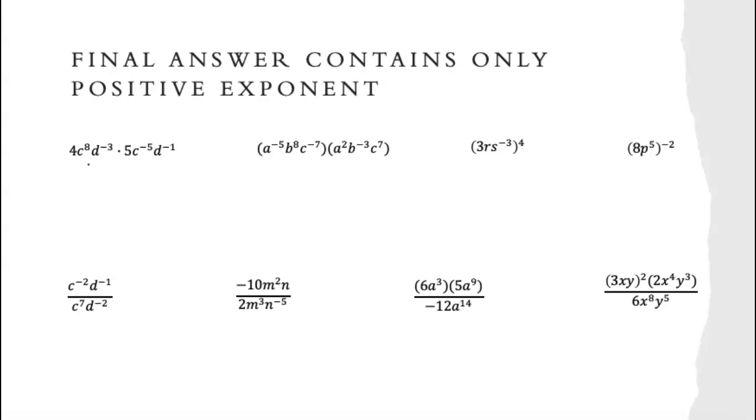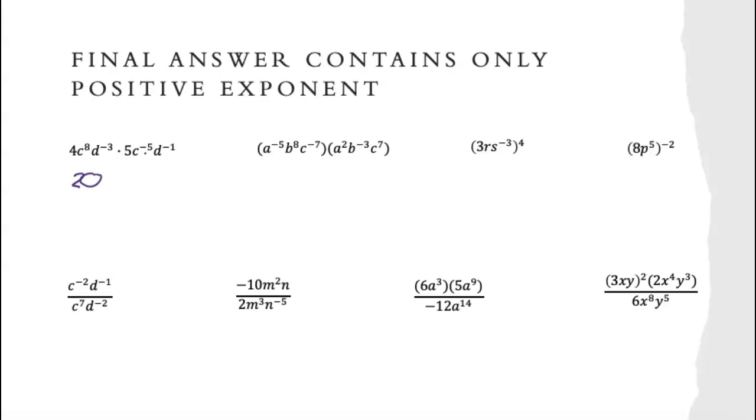So if we look here, our first problem, we have 4c to the 8th d to the negative 3 times 5c to the negative 5 d to the negative 1. We're multiplying. Okay, multiplication. Product rule. That means our coefficients, we just multiply them. What is 4 times 5? Yeah, 20. All right. Now we're going to keep going.